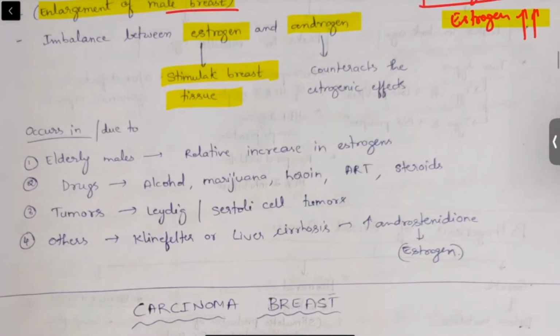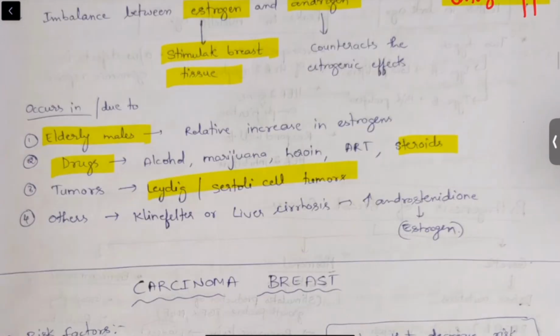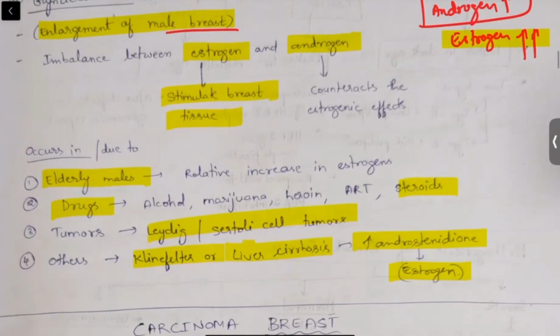Most commonly gynecomastia is seen in elderly males because of a relative increase in estrogen as they age, and certain drugs like alcohol, marijuana, heroin, antiretroviral therapy and steroids are also known to cause gynecomastia. Other than this, Leydig cell tumors or Sertoli cell tumors, because these are hormone secreting tumors and they might secrete estrogen, which in turn leads to gynecomastia. Other conditions like Klinefelter syndrome or liver cirrhosis can lead to increased estrogen, or increased androstenedione, which will convert into estrogen and thereby cause gynecomastia. So this was about gynecomastia.